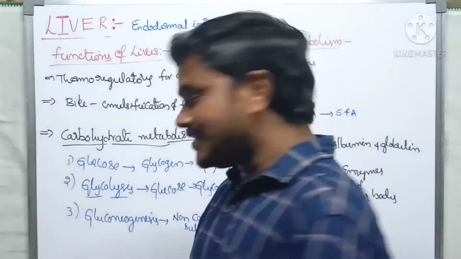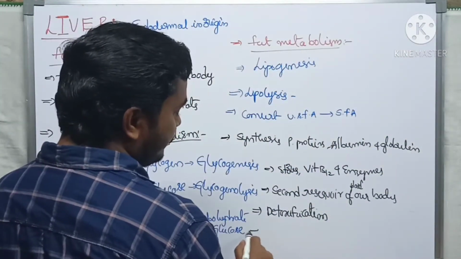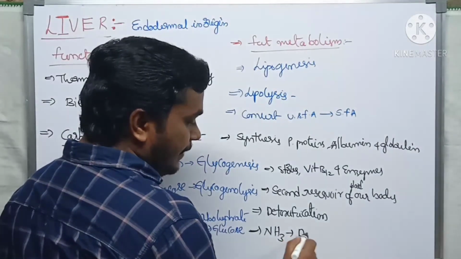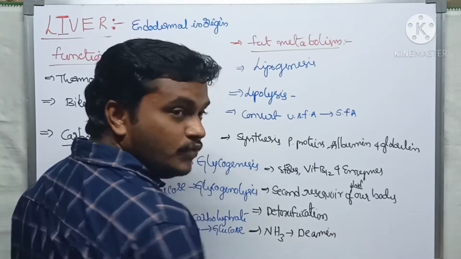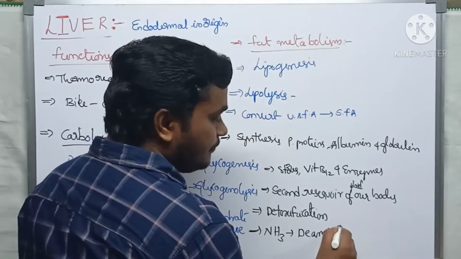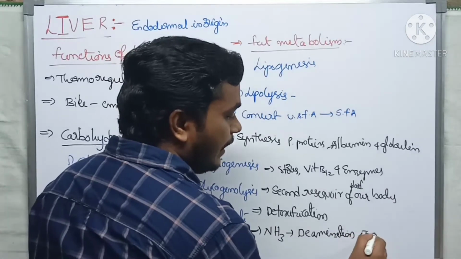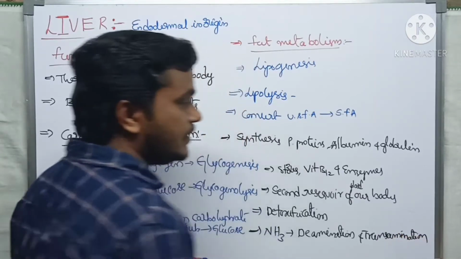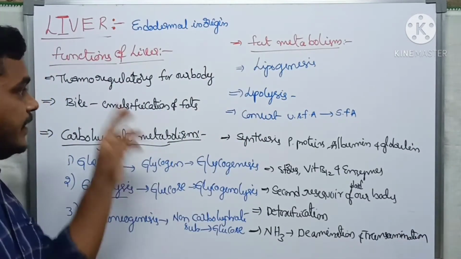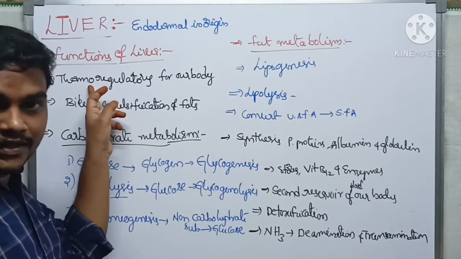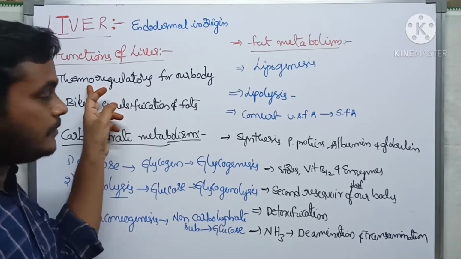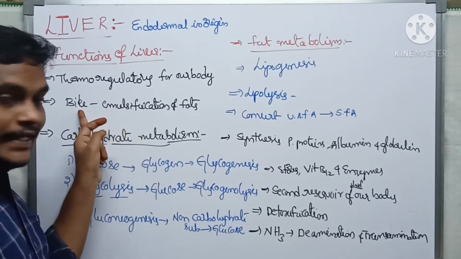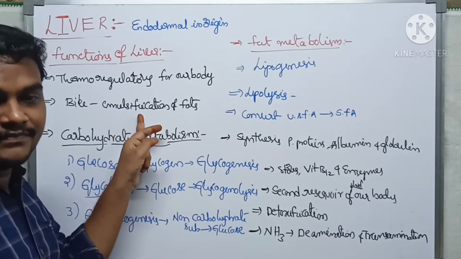So the liver forms ammonia by the process of either deamination, that means removal of amine components, or transamination. So let's see one more time. The liver acts as a thermoregulatory organ, that means it distributes heat throughout the body. Bile is secreted by the hepatocytes of the liver. So this bile helps in the emulsification and digestion of fats.